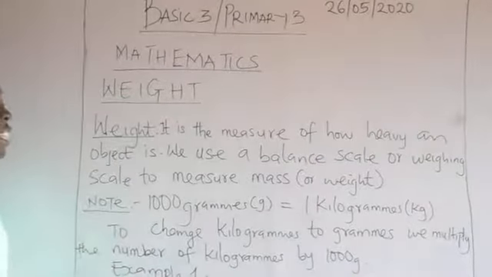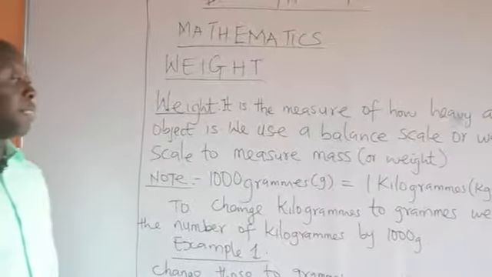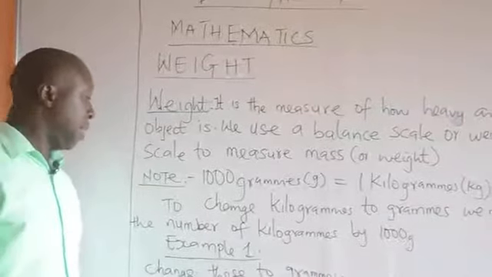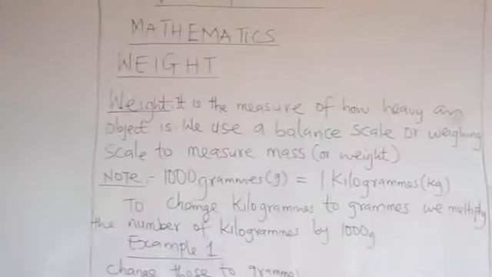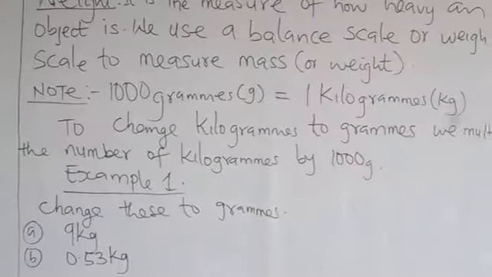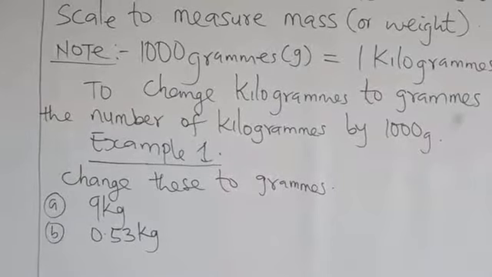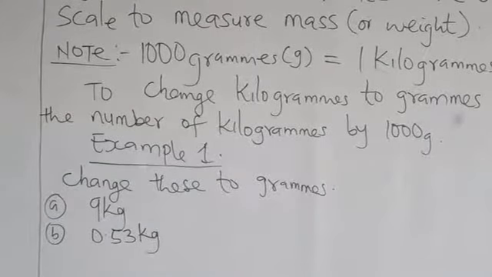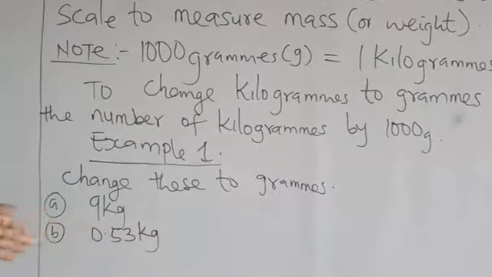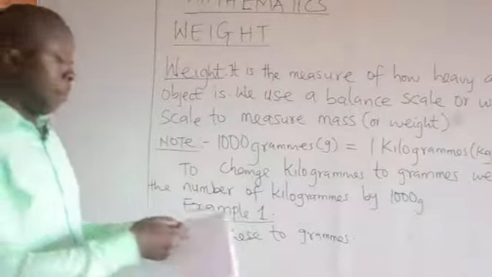To change kilogram to gram, we multiply the number of kilograms by 1,000. Example 1. Change these to gram. A. Change 9 kilogram to gram. And B. Change 0.53 kilogram to gram. Solution.